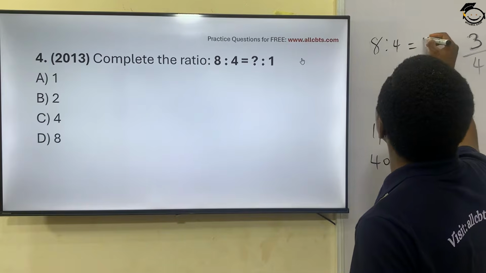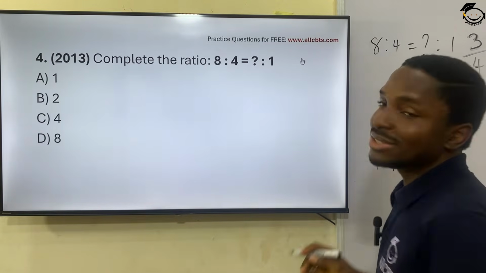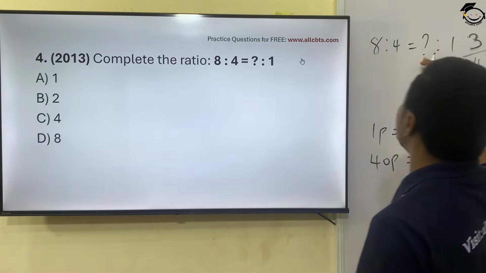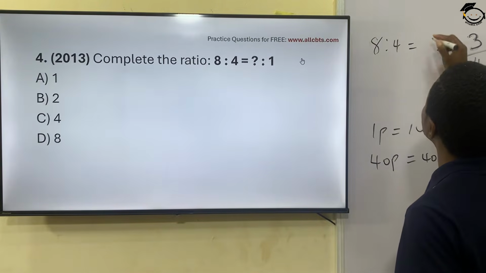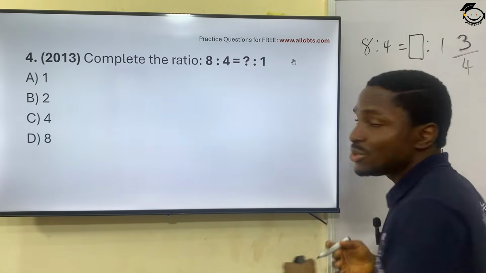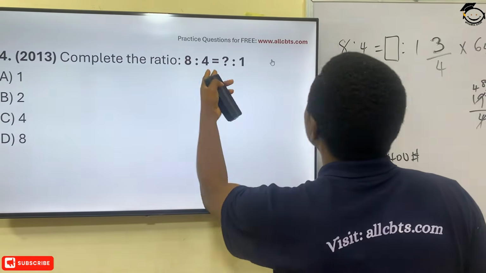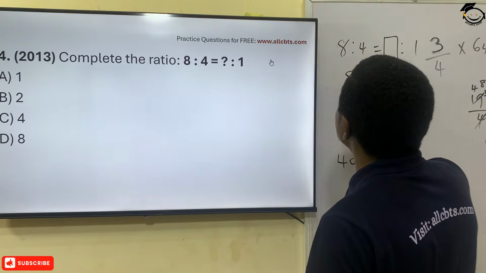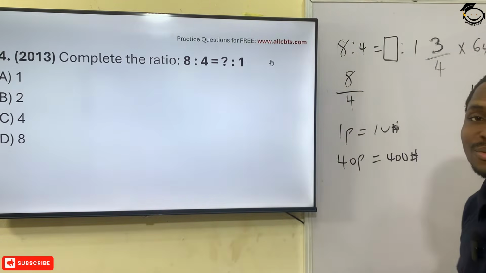8:4 equals to what ratio 1? Okay, 8:4 equals to, or if you like, dash. You can remove this question mark and put dash ratio 1. So simply what you need to do is put the numerator over the denominator, or put this side over this side. So all you have to do is say 8/4.